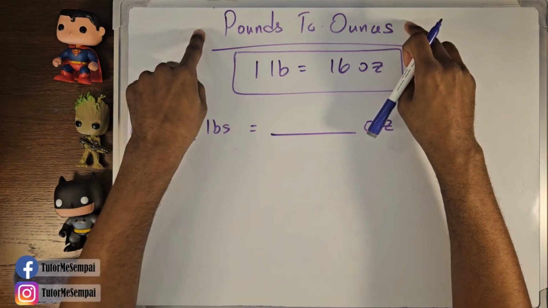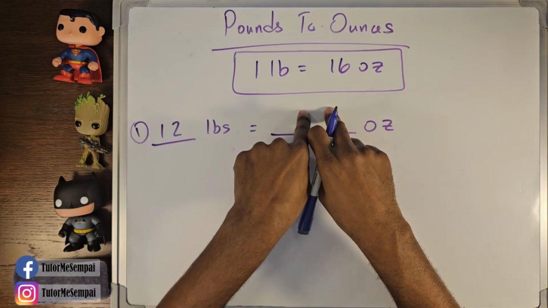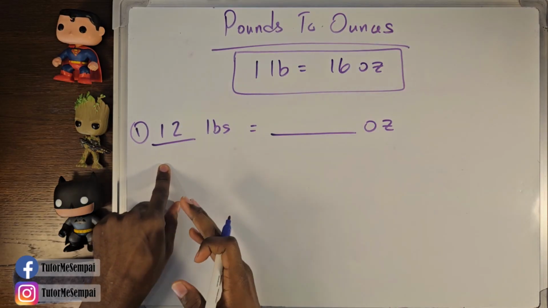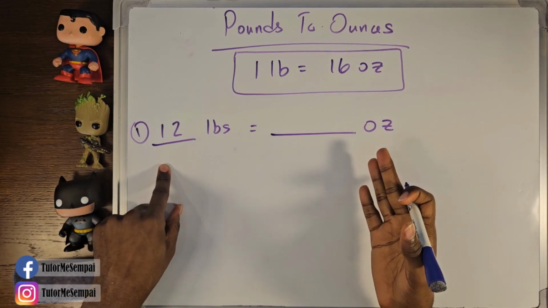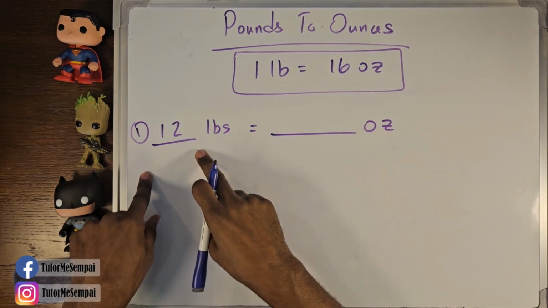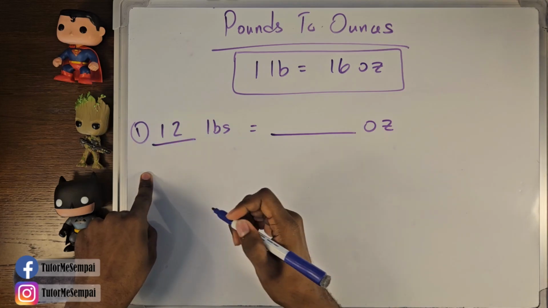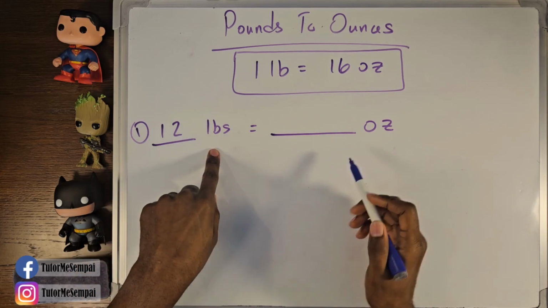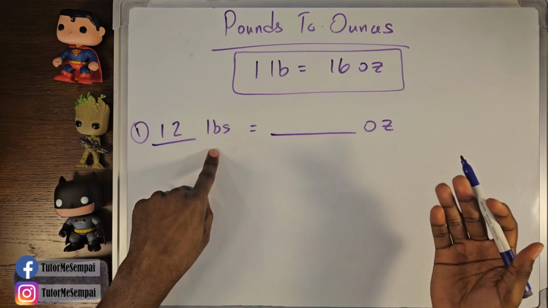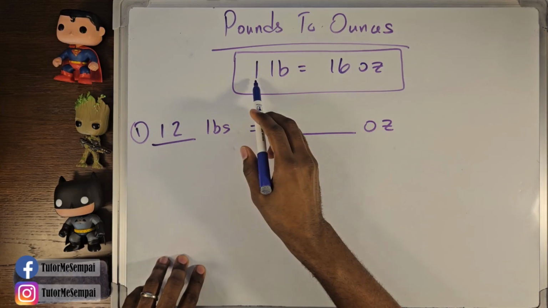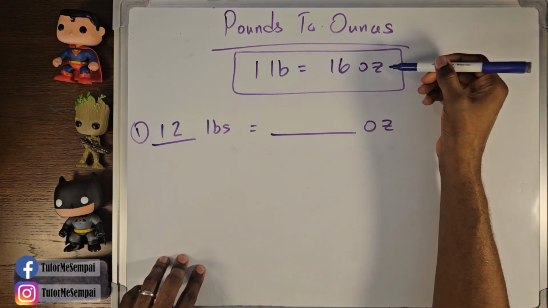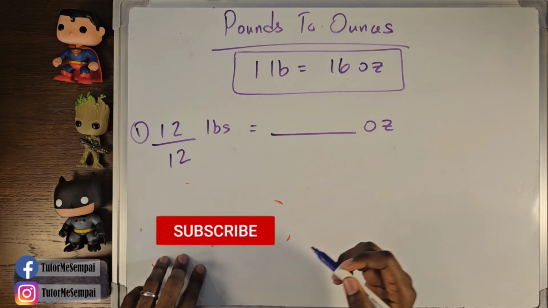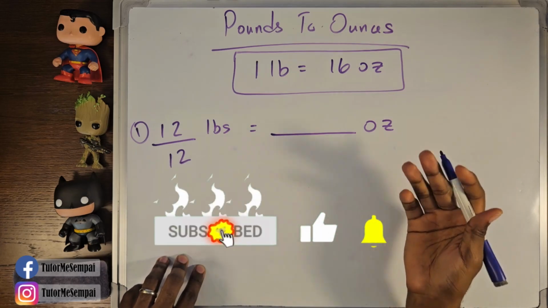Now we want to convert our pounds to ounces, and we're still going to use our basic unit conversion to do so. So our first example is going to be 12 pounds. We want to know how many ounces we have when we have 12 pounds. Now I underline this so that you don't get confused and think that's 121. No, this is 12 pounds equals how many ounces. So if every pound is going to be 16 of these ounces, and we have 12 of these pounds, how many ounces are we going to get? How do we find that?